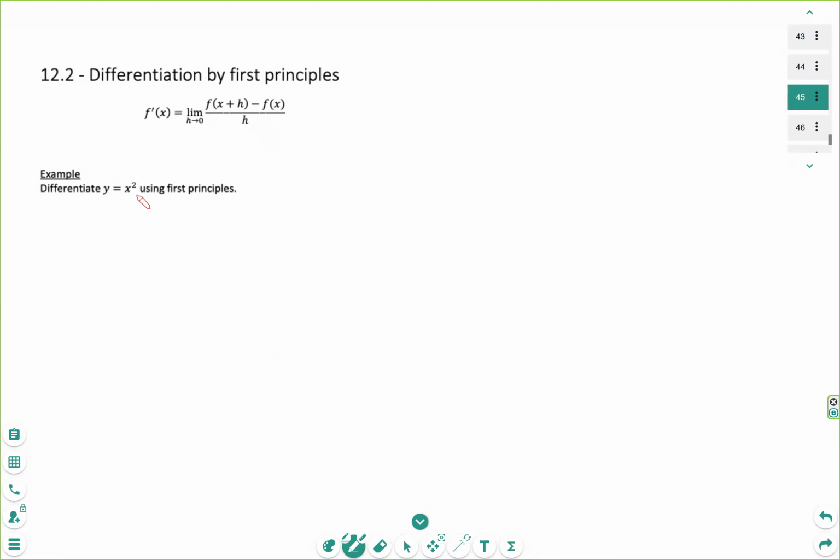Example: differentiate y equals x squared using first principle. You will see this phrase, using first principle, in exams. When you see this, that means you have to use this formula. If you look at this formula, it consists of three parts: the f of x plus h, the f of x, and the h, a limit sort of thing.